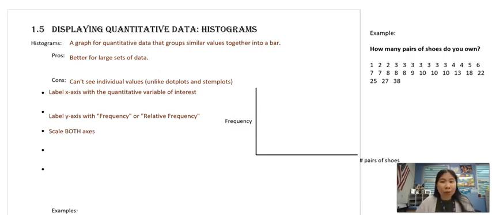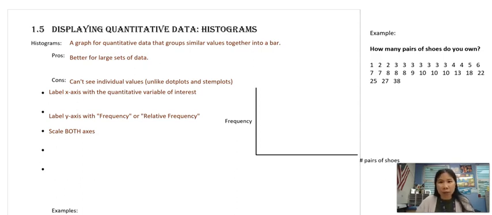We need to scale both axes. Because we have numbers as our number of pairs of shoes and numbers for our frequency, we're going to need tick marks on both the x and the y-axis in even increments. That's what I mean when we are saying scale the axes. But before we can do that, we actually have to decide how many bars we want in our histogram.